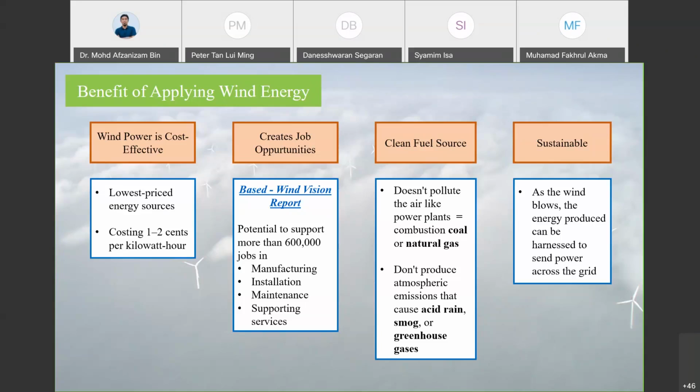Okay, next point is about the sustainable. As the wind blows, the energy produced can be harnessed to send power across the grid. Okay, these four are the benefits of applying wind energy. Are the benefits easy for us to understand?